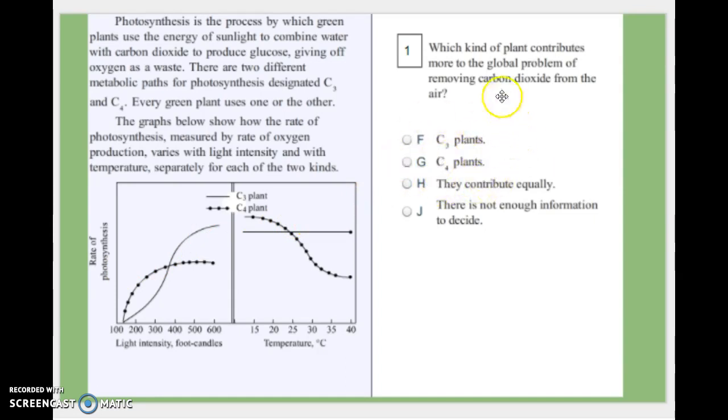And the reason they're all wrong is because it wants to know which contributes more to the global problem. We don't know how many of these plants there are. What if there's only one C3 plant and billions of the C4? Then the C4 is going to contribute more regardless of the rate at which they're getting rid of carbon dioxide. So we don't have enough information, and that's what J says. There's not enough information, and that is, in fact, the answer.